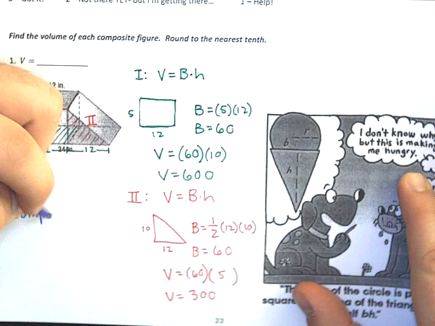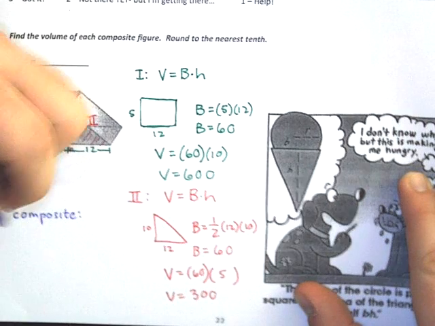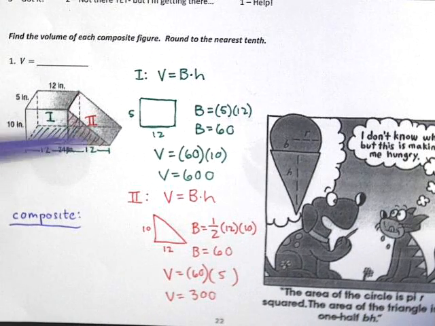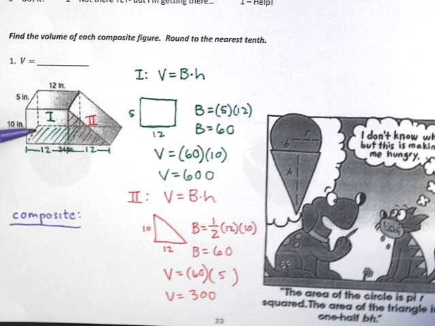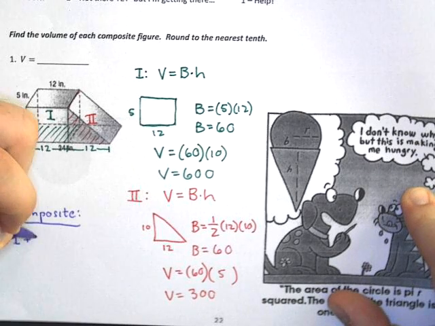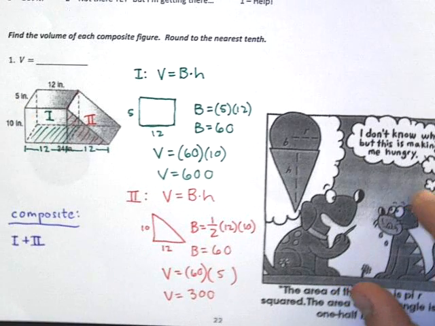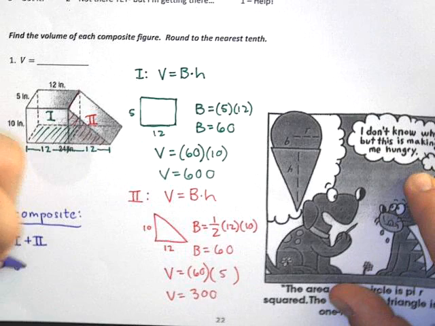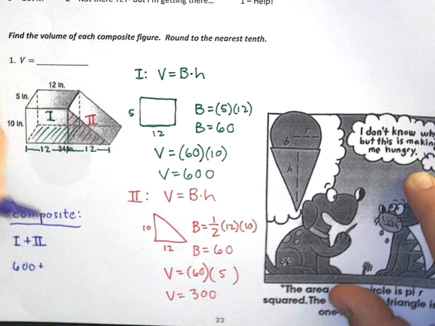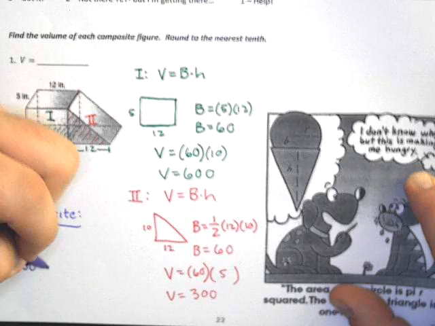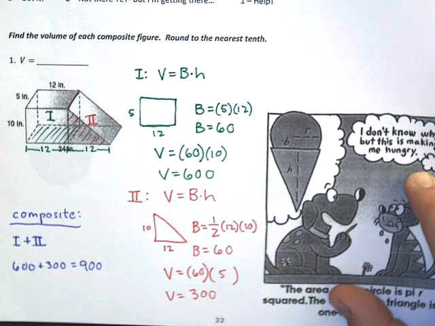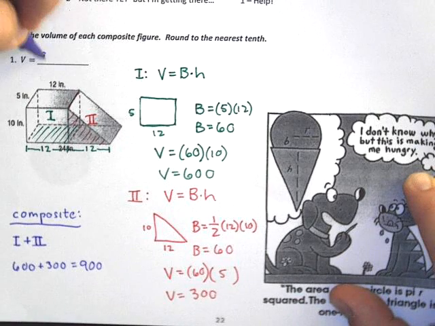The composite basically just means we need to figure out, are we adding or are we subtracting? Well, I'm not taking away this figure from this figure. I'm actually combining them together. So I'm going to add my two pieces together. So I take my 600 from the volume of shape 1, and I add it to the 300, which was the volume of shape 2, and I get that the total volume is 900.